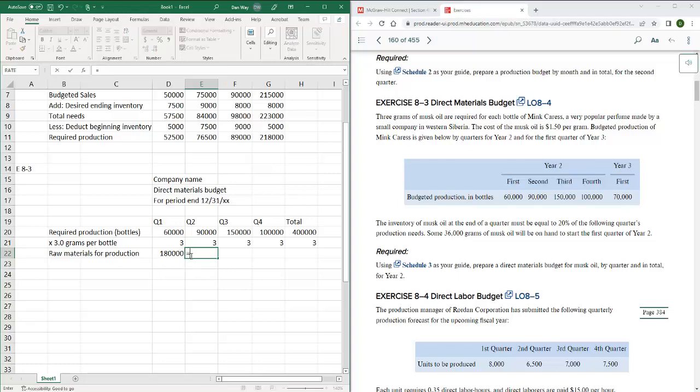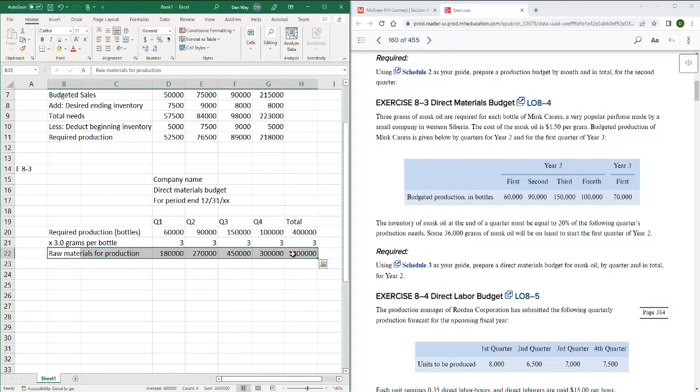Same idea going down the line here. 90,000 times 3 in Q2, 150,000 times 3 in Q3, 100,000 times 3 in Q4, and then of course for the year as a whole, 400,000 times 3 for 1.2 million. Okay, so that's grams of this musk oil just to support production.